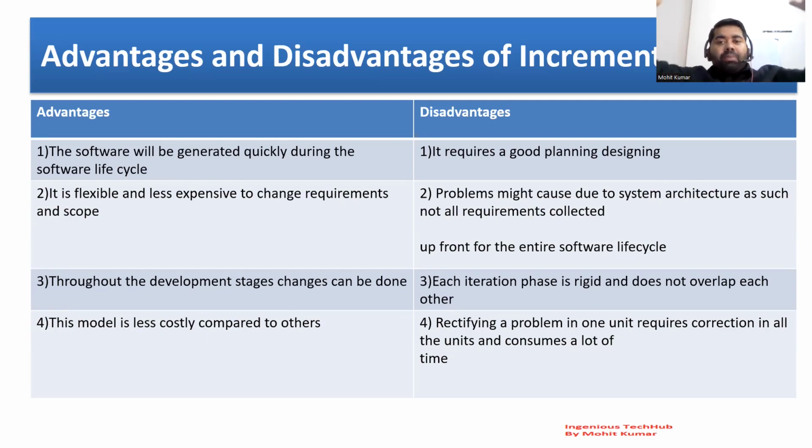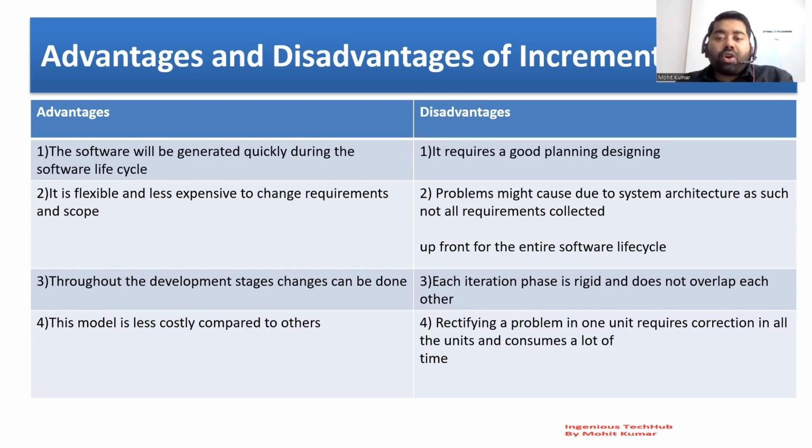Okay, because we have a big project, and they are splitting it into one phase, a second phase, and so on. So they need very good planning and designing. It is flexible and less expensive to change the requirements and scope. So here we have flexibility because the things are not going to be developed in one shot, right?